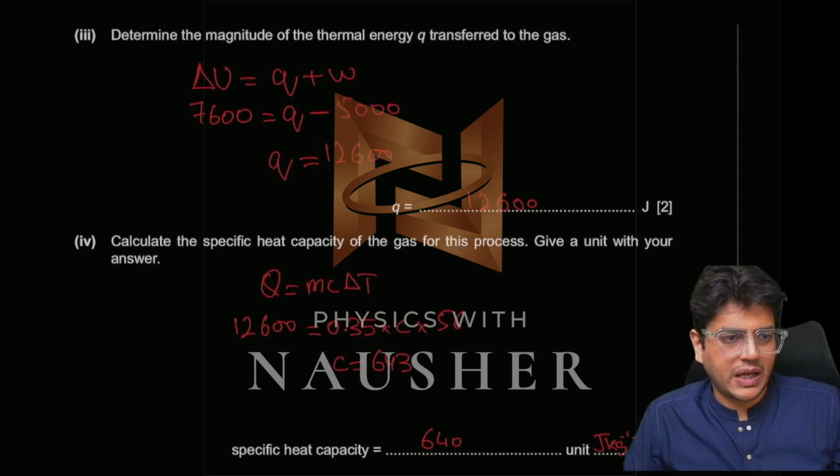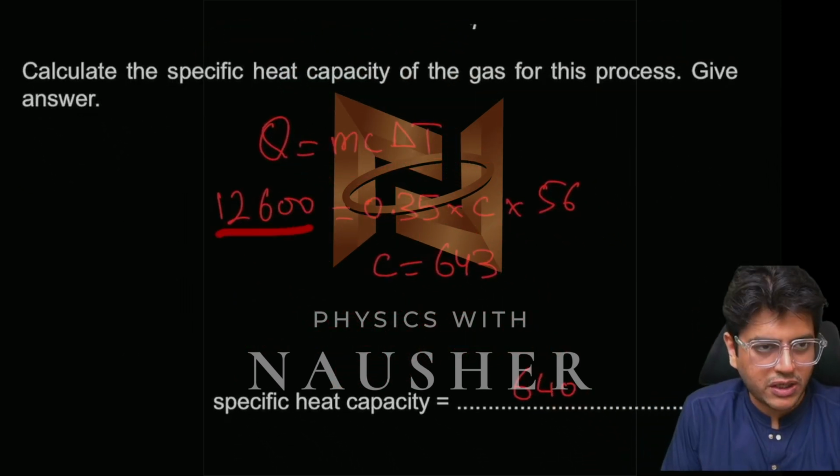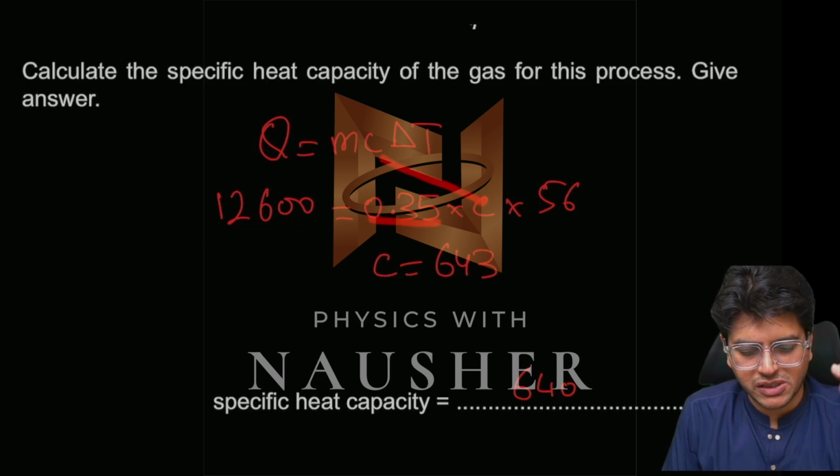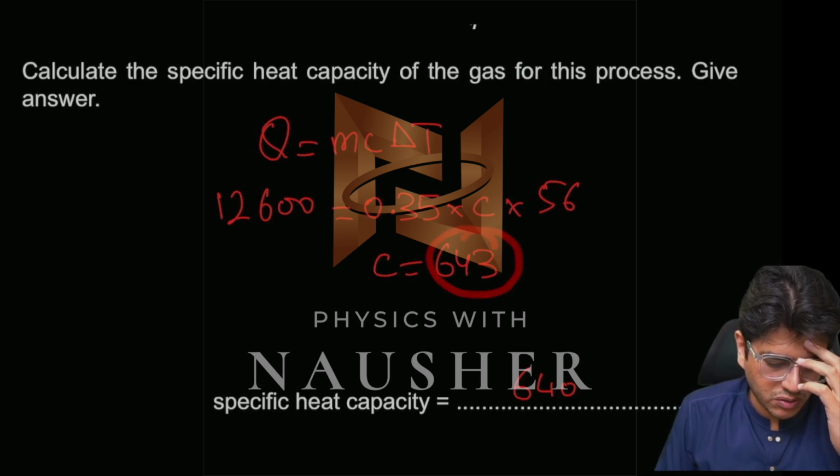Use your answer to calculate the specific heat capacity. So Q is equal to mc delta T, as you can clearly see. Q is the heat supplied, 12,600, mass is 0.35, specific heat capacity is c, and the change in temperature is going to be 56. So c is going to be 643.